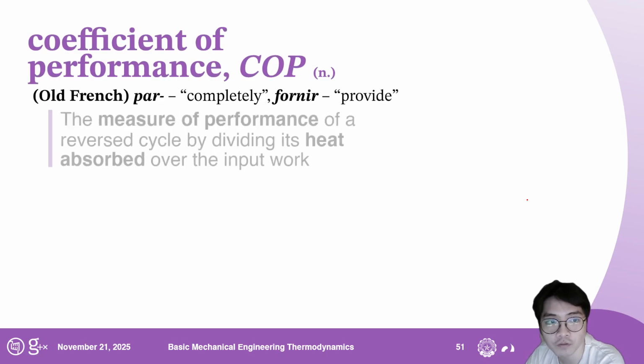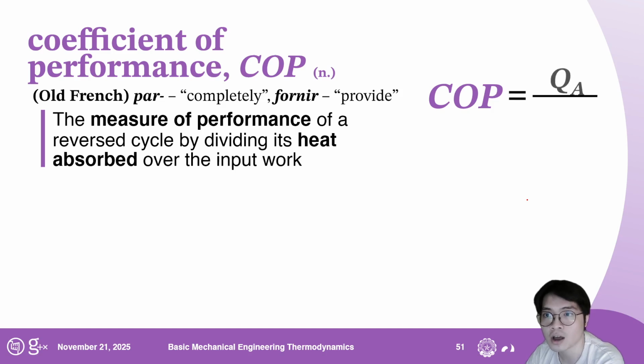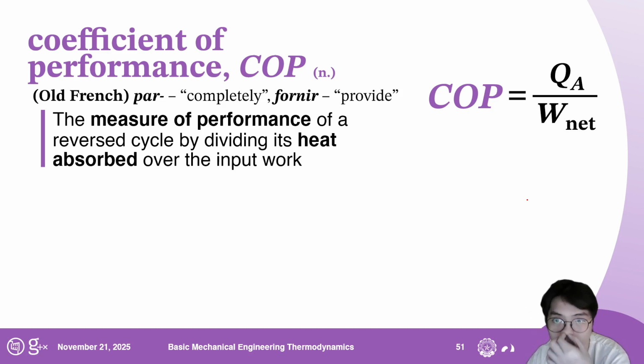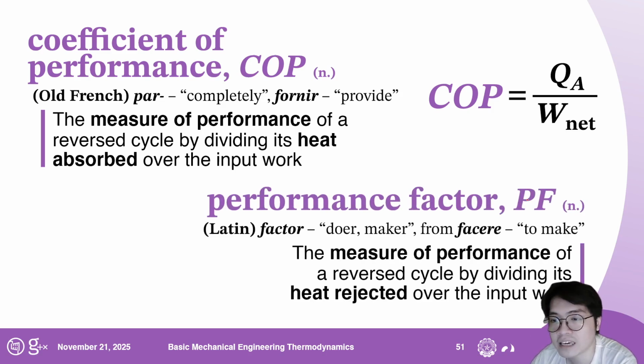The coefficient of performance is basically a measured performance of a reversed cycle by dividing its heat absorbed, so this is for refrigeration or air conditioning cycles, over the input work. Your COP basically tells you how well you can absorb heat based on the amount of work that you're going to do on the system, based on the amount of electricity that you are going to supply. And conversely, the performance factor is now for heating systems.